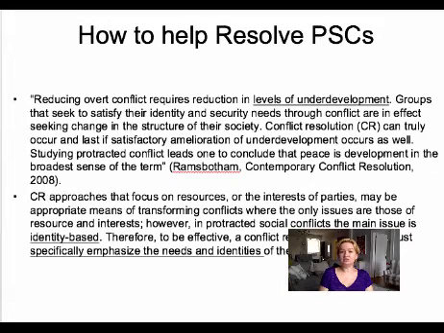Conflict resolution approaches that focus on resources or the interests of parties may be appropriate means of transforming conflicts where the only issues are those of resource and interests. However, in protracted conflicts, the main issues are identity-based. Therefore, to be effective, a conflict resolution framework must specifically emphasize the needs and identities of the conflicting parties. And to address those can be quite complex and quite difficult.